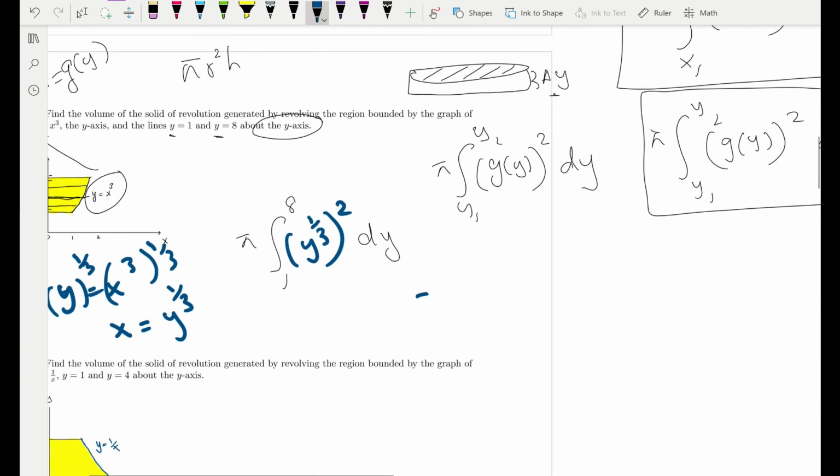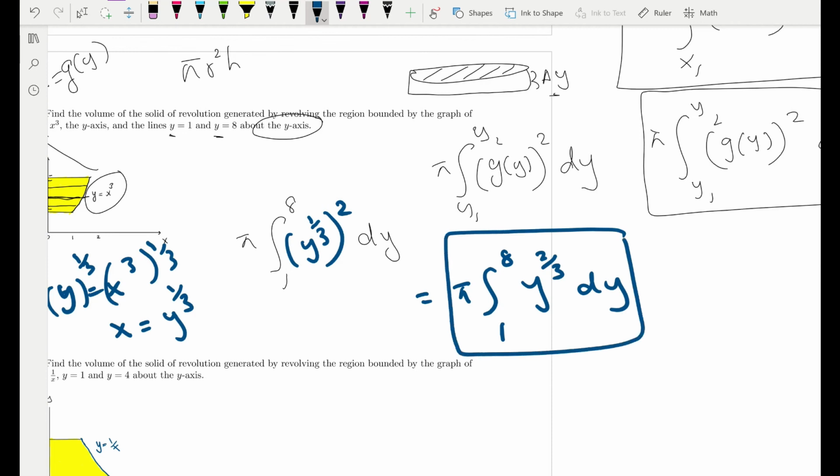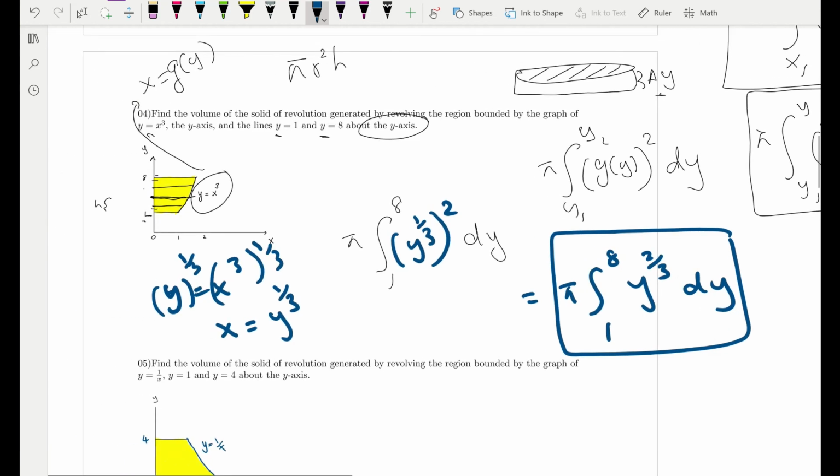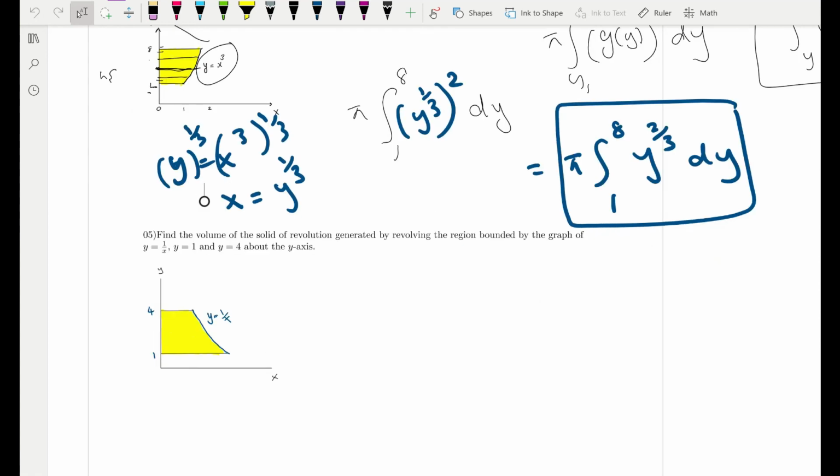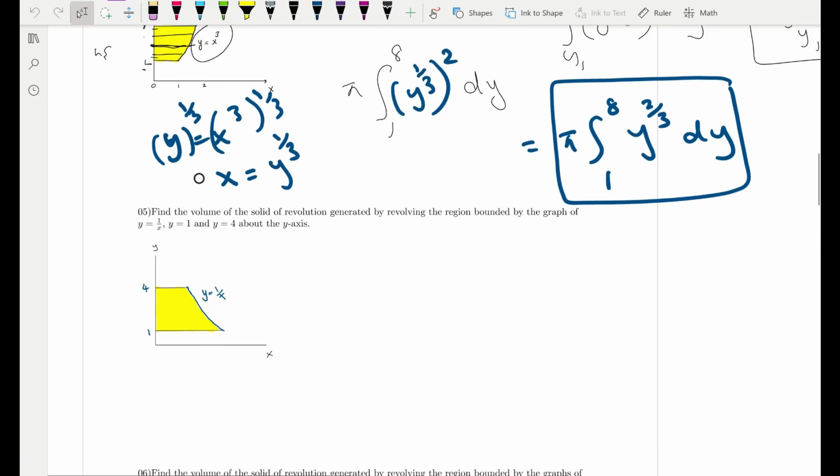Okay, so let's simplify this. So this is pi, integral from 1 to 8, of y to the 1/3 squared, which is y to the 2/3, dy. So this is the integral that will give you the volume of the object that you get by rotating the curve around the y-axis. So I'll do a couple more examples in the next video, and then we can jump into a different topic but the same type of problems. In fact, I think I can do another problem in the same video and jump to a new harder topic in the next video.